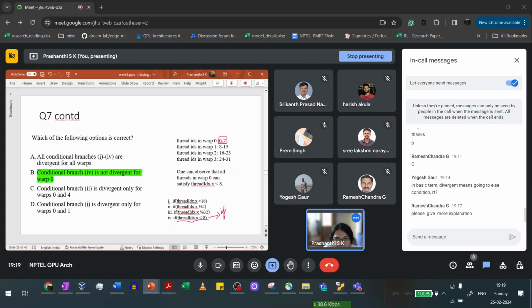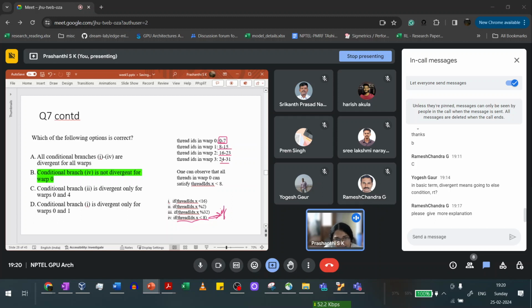Whereas if I take warp 1, threads 8 to 15, and I evaluate this, then what happens? Similarly, you will have to check for warp 2 and warp 3, right? So in this case, the statement that you are given is that it is not divergent for warp 0, which is true, because all the threads are going to be less than 8, and all of them are therefore going to fall in the if part of it, not the else part of it.